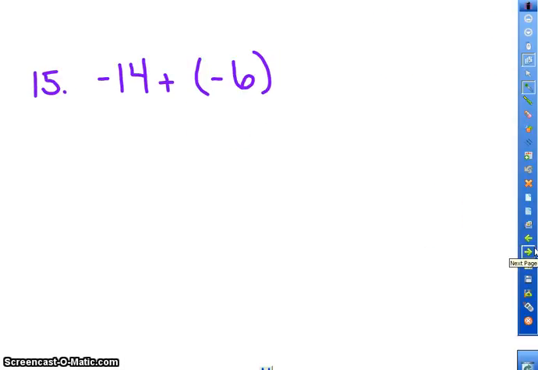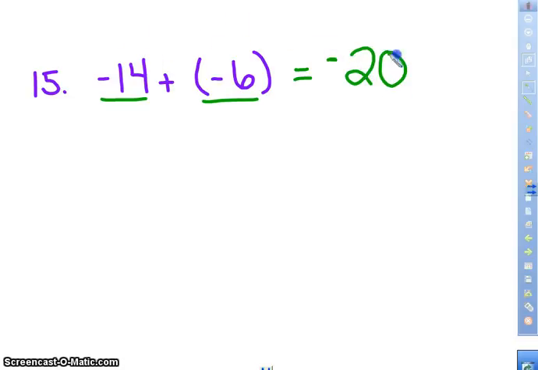Okay, now I have negative 14 plus negative 6. Since my signs are the same, it's like addition, and I keep the sign. So 14 plus 6 is 20, and it's going to be negative 20 because both the signs are the same. If you remember from our chips, I'm going to have all of these negative chips, and what cancels out negative? Well, positive ones. If I don't have any positive chips, then I have nothing to cancel that out, so it's going to be a negative answer.